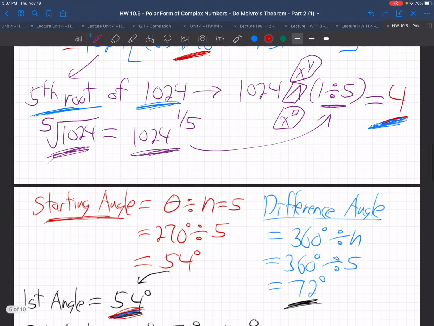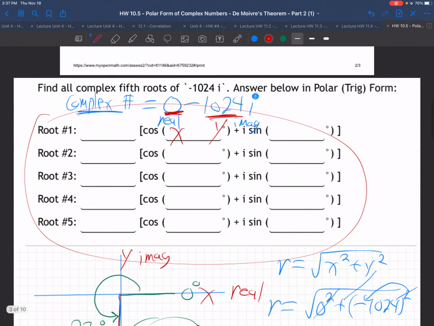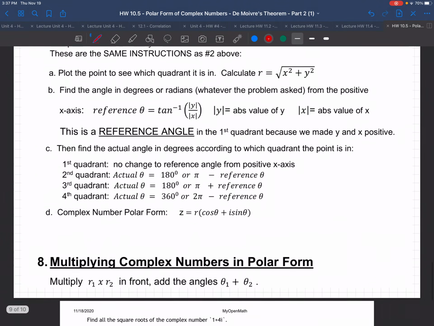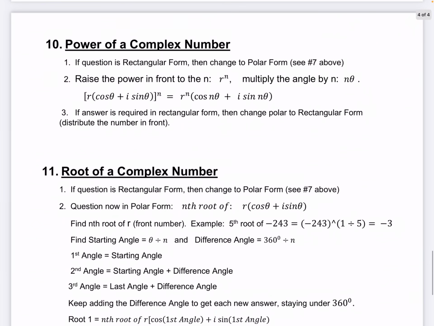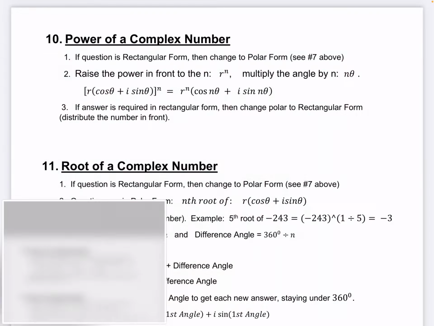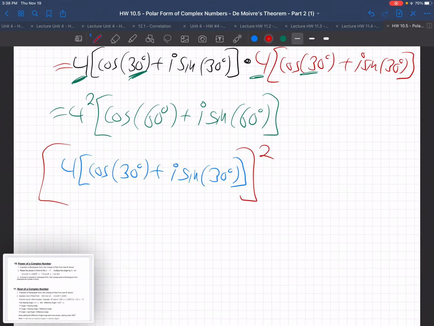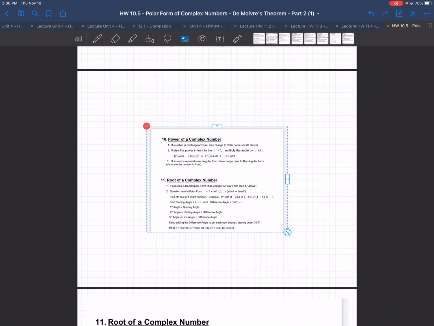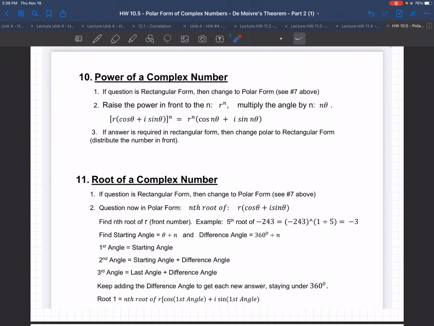Remember the power rule? That's in the notes right here somewhere, I think. I can't seem to find it. Oh, power rule, where are you? No, I guess I got to go back to here. So, there it is. Power of a complex number. Here, I'll take a picture of that and move it back over here for you. There it is.